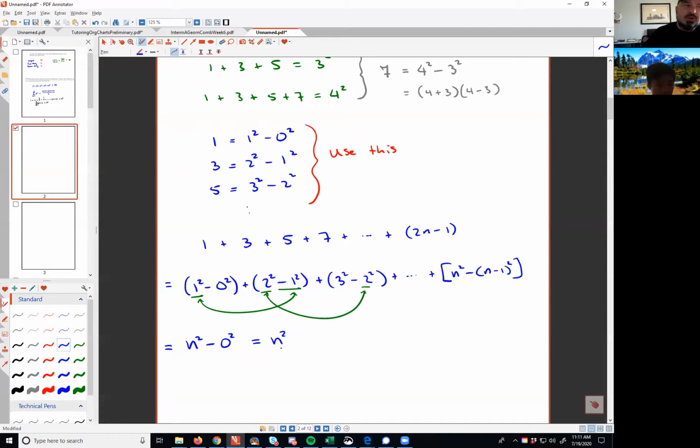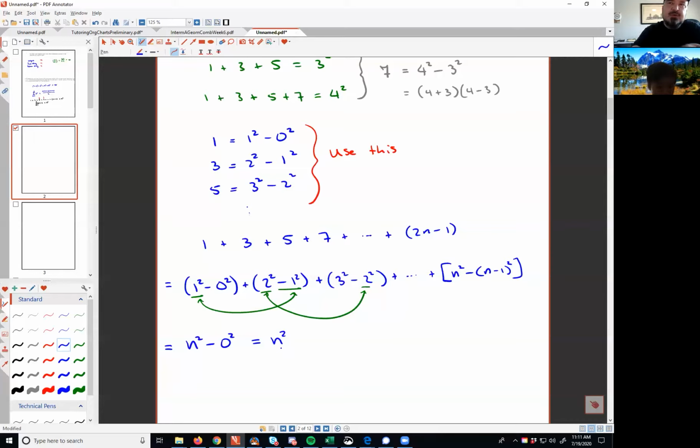So in order to come up with a closed form expression for the sum of the first n positive odd integers, we came up with a way to rewrite each one that telescoped. So what if we just wanted the sum of the first n positive integers? N times n plus 1 divided by 2.